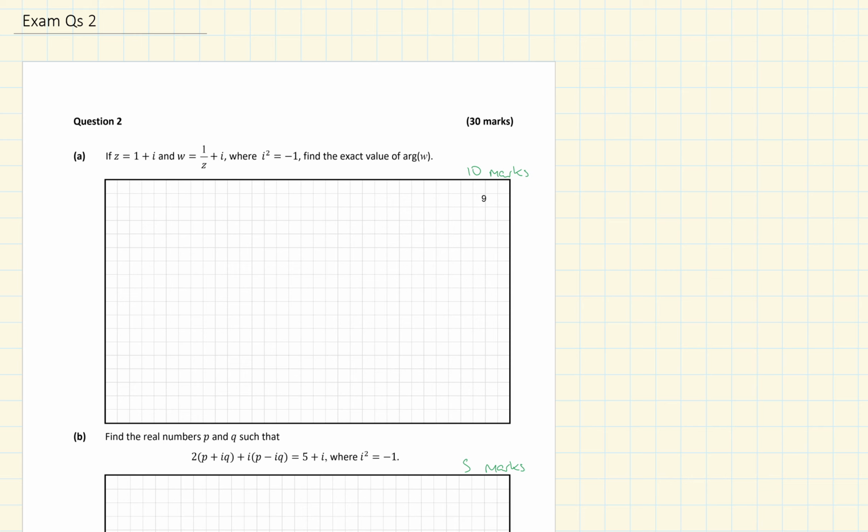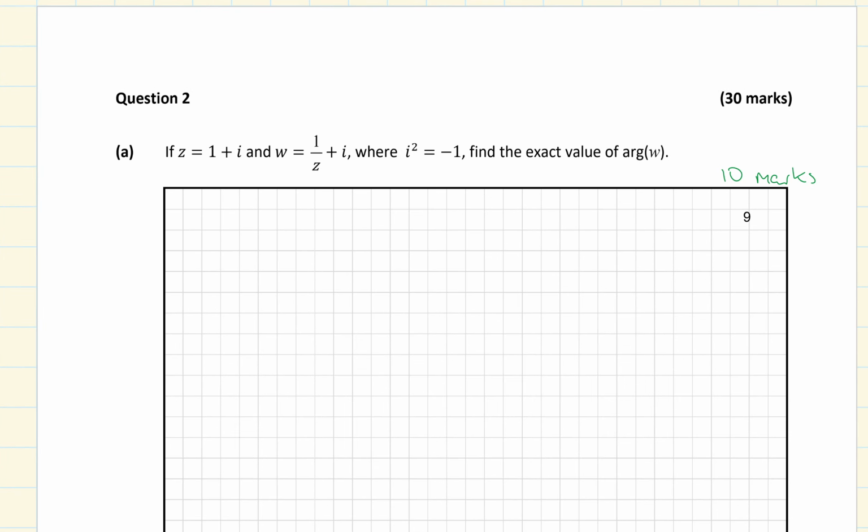Okay, so in this video we are going to have a look at a Leaving Cert higher level complex number exam question. So we see here, we're just going to highlight what we have. That'll help us figure out what we need and what our process is. So they tell us z equals 1 plus i, w is 1 over z plus i, so we'll have to figure that out. They remind us that i squared is equal to minus 1, and then the question itself is to find the exact value of the argument of w, which is theta.